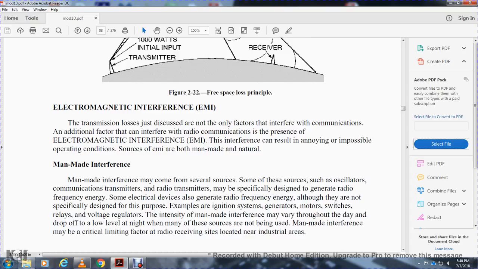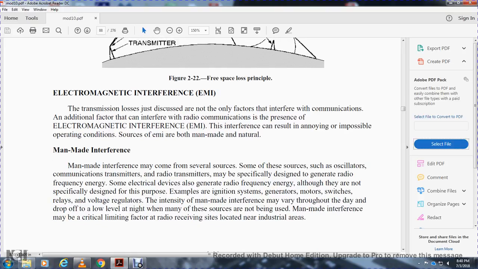The transmission loss is not the only factor that can interfere with communication. An additional factor that can interfere with radio communication is electromagnetic interference. Interference can result in annoying and even impossible operating conditions. Electromagnetic interference can be both man-made and natural. Man-made interference may come from some of the sources such as the local oscillator of a communication transmitter.